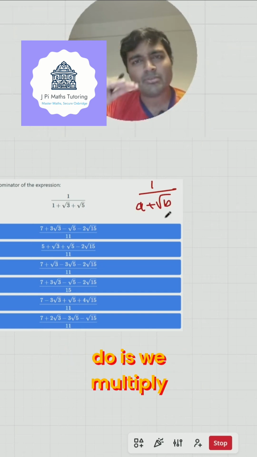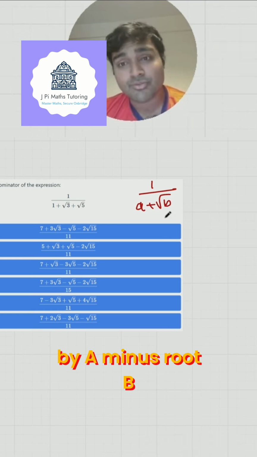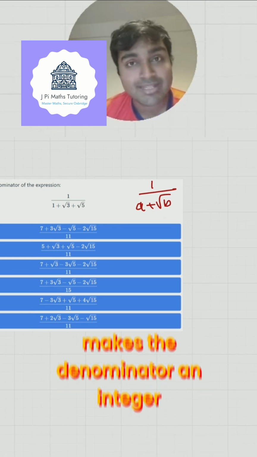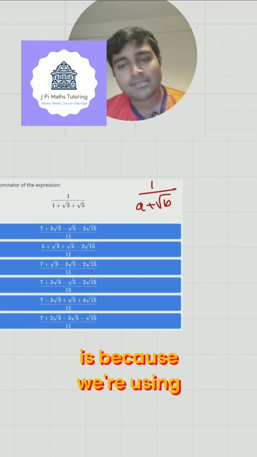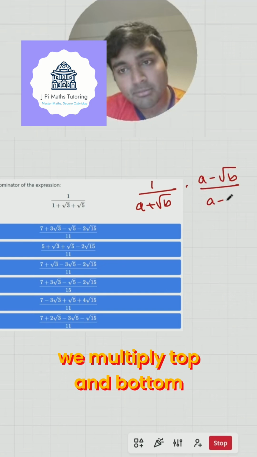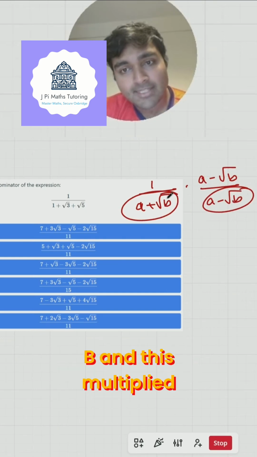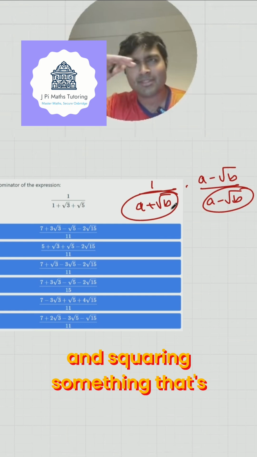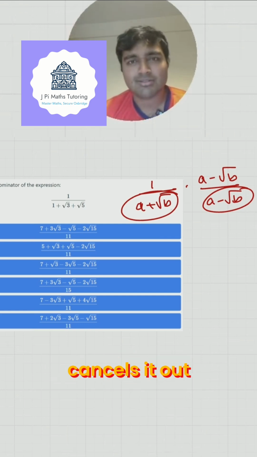And what we do is we multiply the top and bottom by a minus root b. The reason that that rationalizes the denominator, in other words, makes the denominator an integer, is because we're using the difference of two squares. So we multiply top and bottom by a minus root b, and this multiplied by this, you're going to get the difference of two squares, and squaring something that's been square rooted kind of cancels it out.